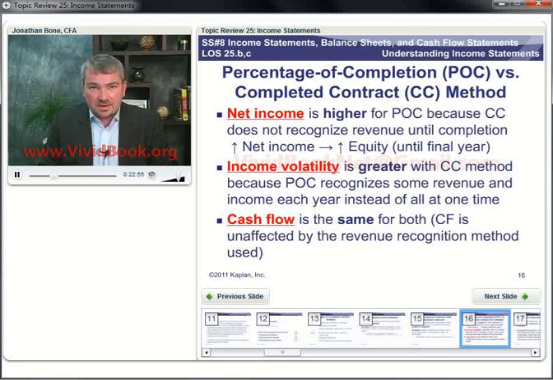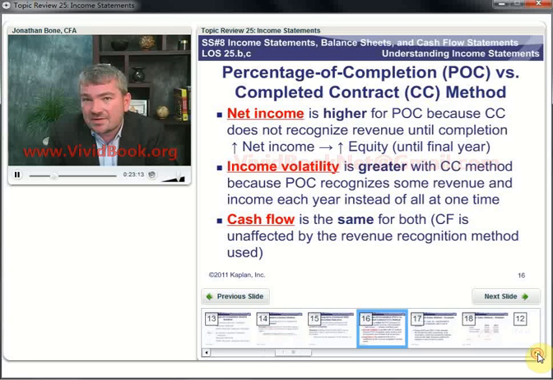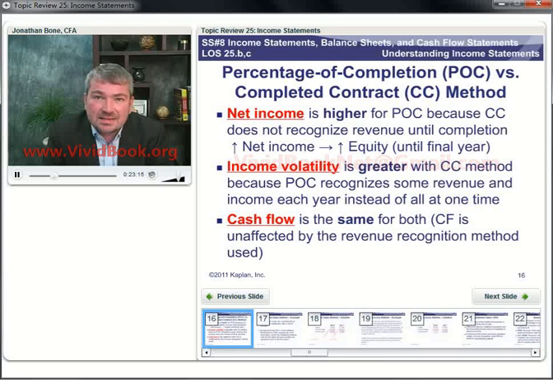Okay, let's have a think about how these methods, percentage of completion versus completed contract, essentially affect our income statement. Net income over the construction phase is going to be higher under percentage of completion because you're recognizing profits during the construction phase. Now, that's going to be the same in every year of the construction, but in the final year, completed contract would have a higher sales figure, a higher expense figure, and a higher profit figure because under completed contract, it's all recorded in the final year.